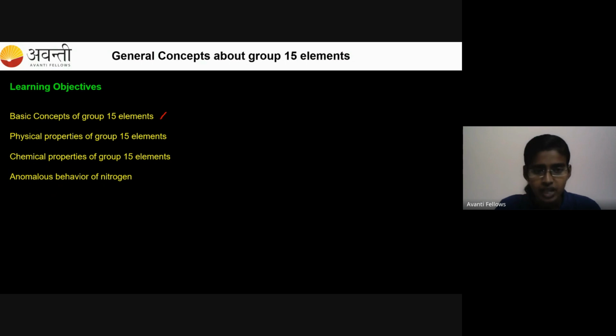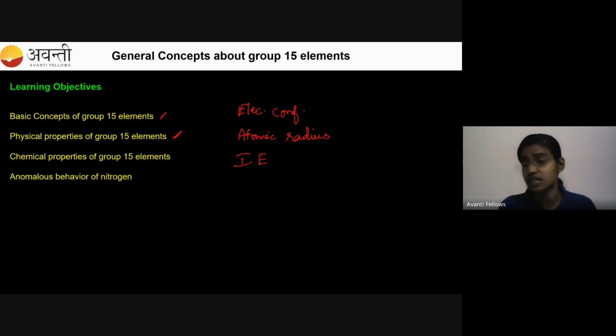And we discussed some of the physical properties of group 15. We discussed the electronic configuration of group 15, the atomic radius and ionic radius of group 15 elements, what is ionization energy and its trend, and at last, what is electronegativity and its trend. So these 4 physical properties I discussed with you in the last class. Now in today's class, let's continue with some more physical properties and then we will shift to chemical properties.